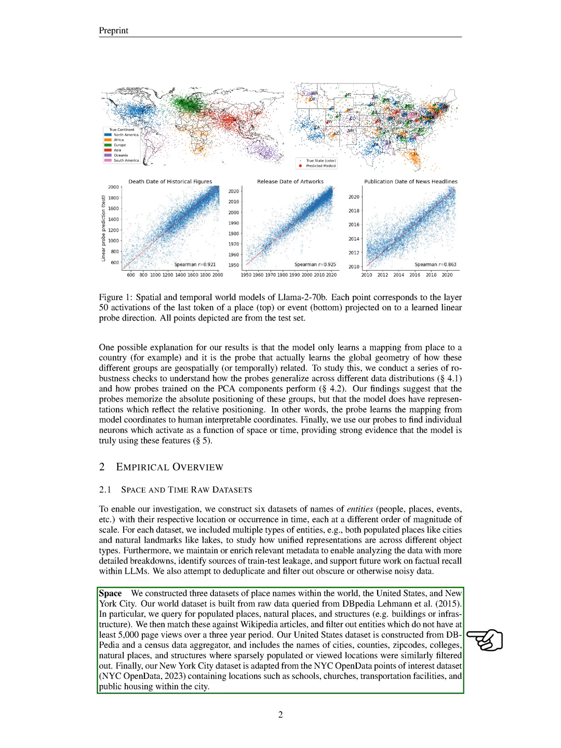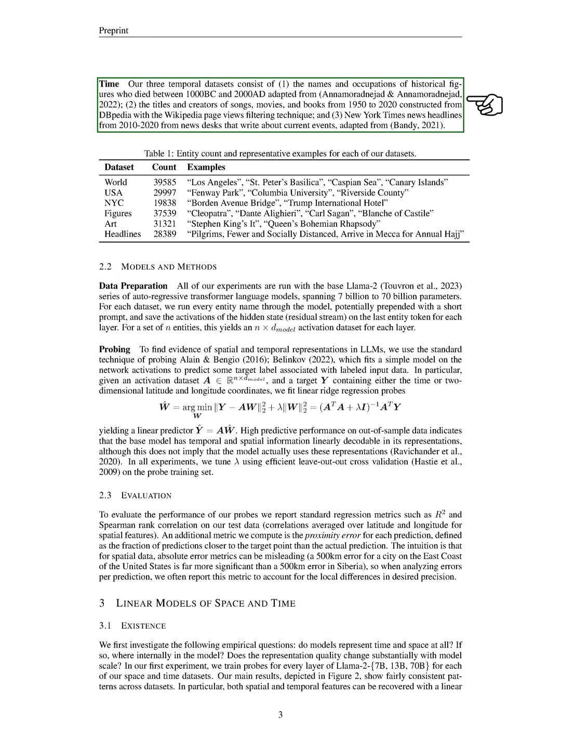Our spatial datasets included place names within the world, the United States, and New York City. Our temporal datasets consisted of the names and occupations of historical figures who died between 1000 BC and 2000 AD, the titles and creators of songs, movies, and books from 1950 to 2020, and New York Times news headlines from 2010 to 2020.